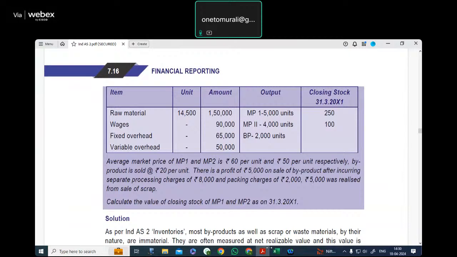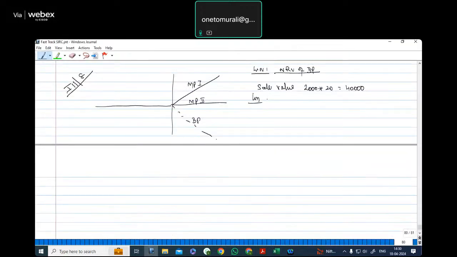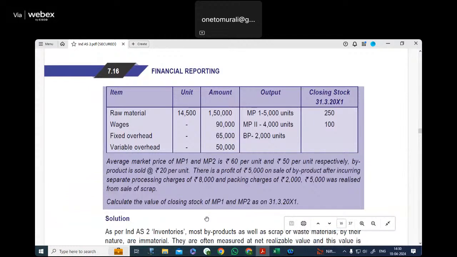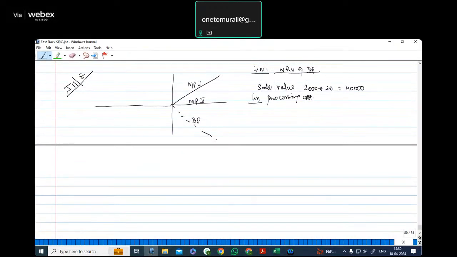So separate processing charges of 8,000. They are not selling the byproduct just like that. So there is a processing cost of 8,000. Then packing cost of 2,000. So 10,000 has got to be deducted and the net realizable value is 30,000.